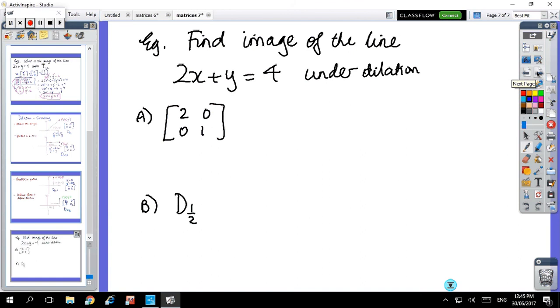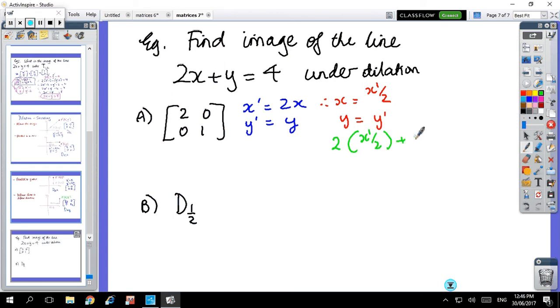Okay. So I've got find the image of the line 2x plus y equals 4 under dilation 2, 0, 0, 1. So now x dash will be 2x, y dash will stay as y. So changing the subject, x equals x dash over 2, and y doesn't change, so y equals y dash. So we've got 2 times x dash over 2 plus y dash equals 4. So the 2's cancel out, so x dash plus y dash equals 4, and then the last step is just take off the dashes. And so that's the answer for that one.